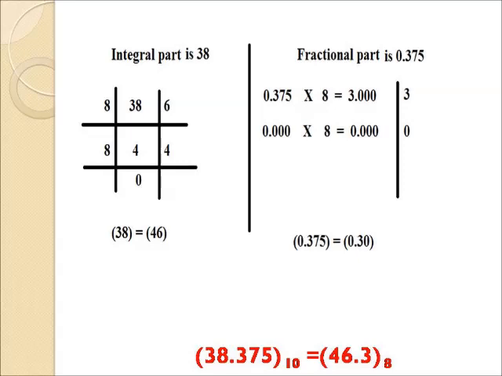Now consider the fractional part. In the fractional part, you can see 0.375 into 8, which gives you 3.0. So we are separating the integral part of the intermediate result, that is 3. Then the fractional part is 0.0 into 8, which results in 0. So the final answer, you can see I have written there, 38.375 of the decimal is equal to 46.3 of the octal system.